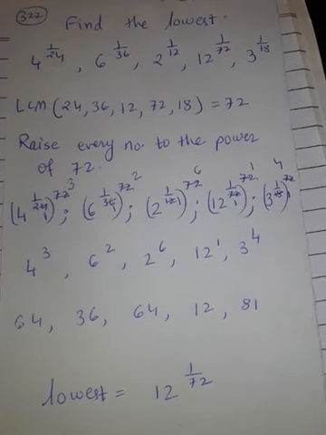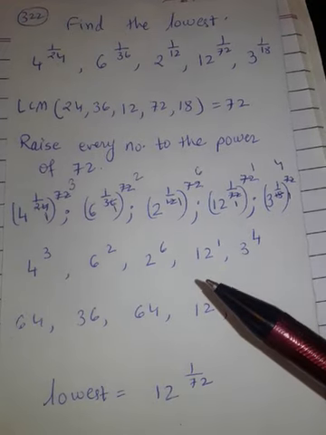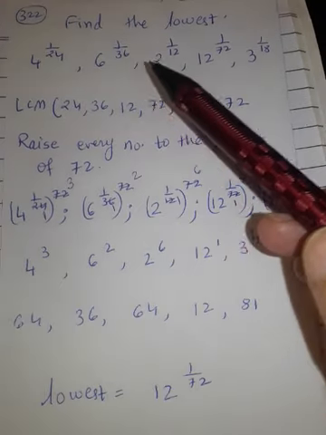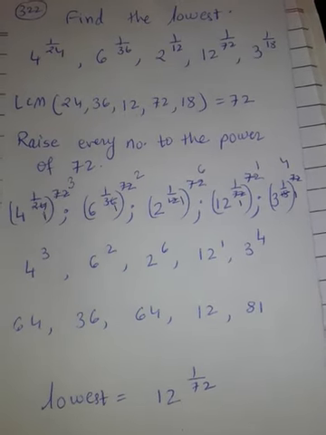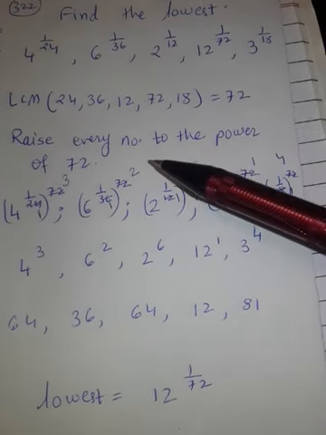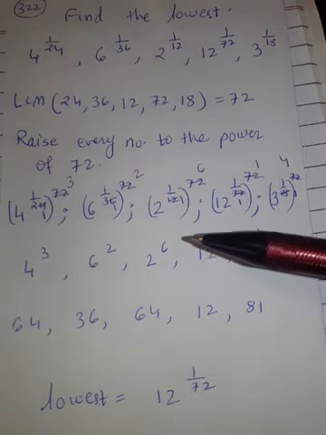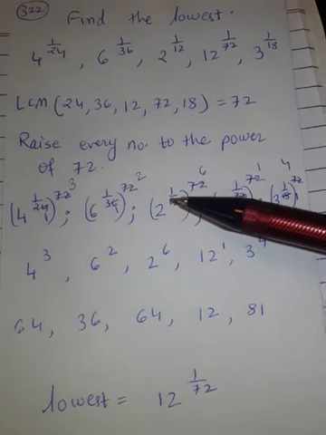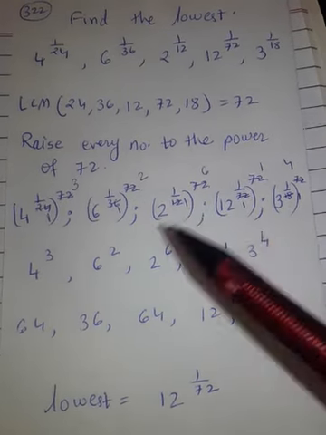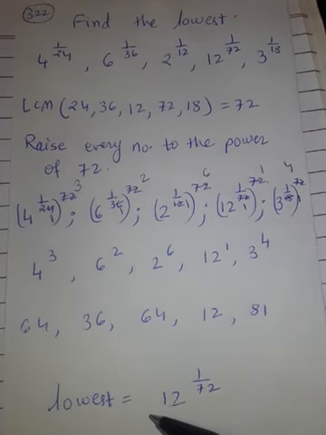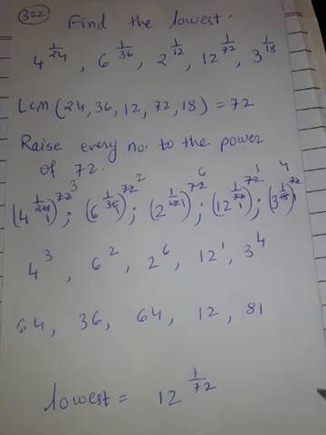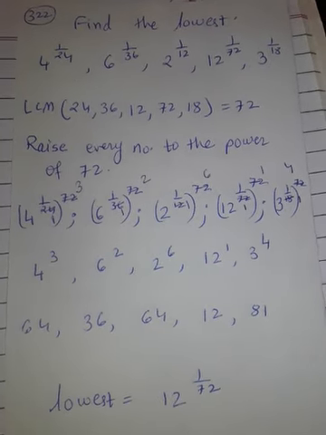It's a very easy thing. You can always try it, and actually you need to solve these sums orally as far as possible. Do as little rough work as you can for competitive exams so that you can save time. Writing takes a lot of time, so do as much orally as you can. So the answer is: the lowest number is equal to 12 raised to 1 upon 72.